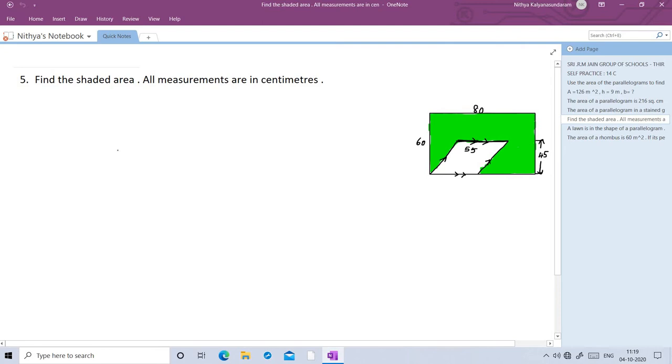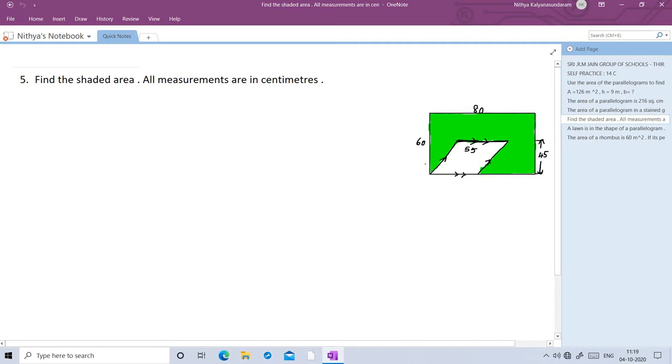Next question. Find the shaded area. All measurements are in centimeters. Here we want to find only the shaded area. The outer shape is a rectangle and the inner shape is a parallelogram. First calculate the area of the rectangle, then the area of the parallelogram. Once you calculate both areas, subtract, and you will get the shaded area in between.